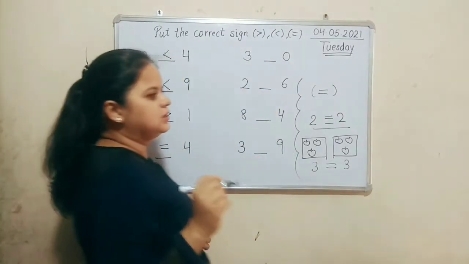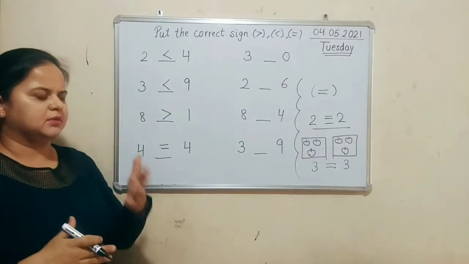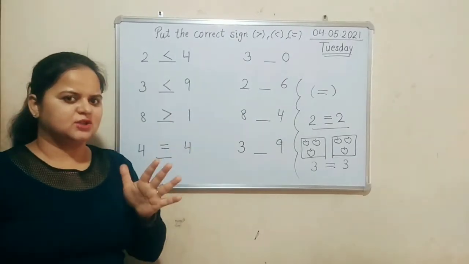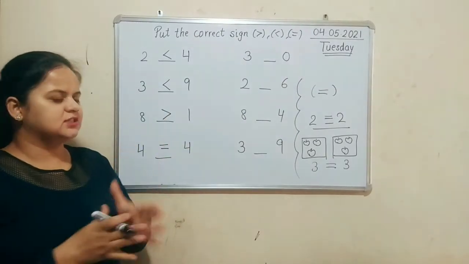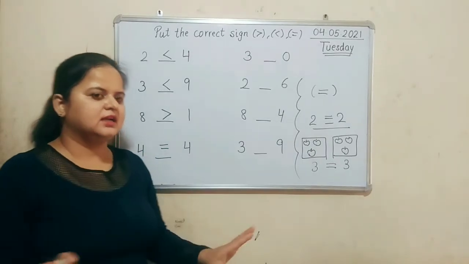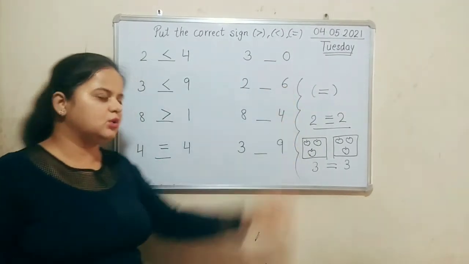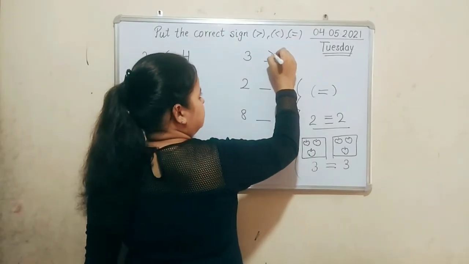3 and 0. So which is the greater number, 3 or 0? 0 means nothing. 0 means nothing. So 3 is greater than 0. So we will make this sign here.